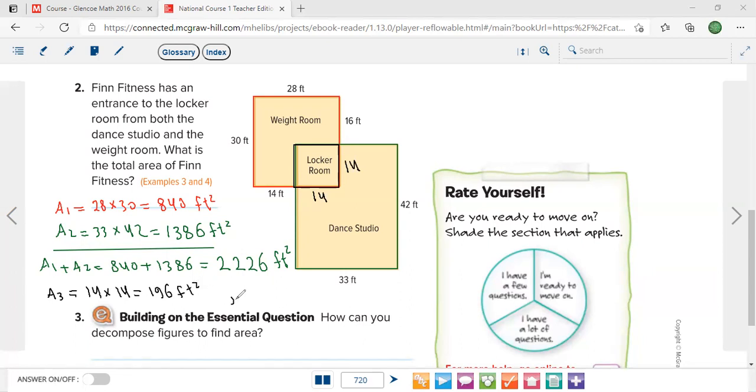Now, finally, the total area will be the sum of the two figures, 2,226, minus the overlapping part, 196. And this will give you 2,030 feet squared.